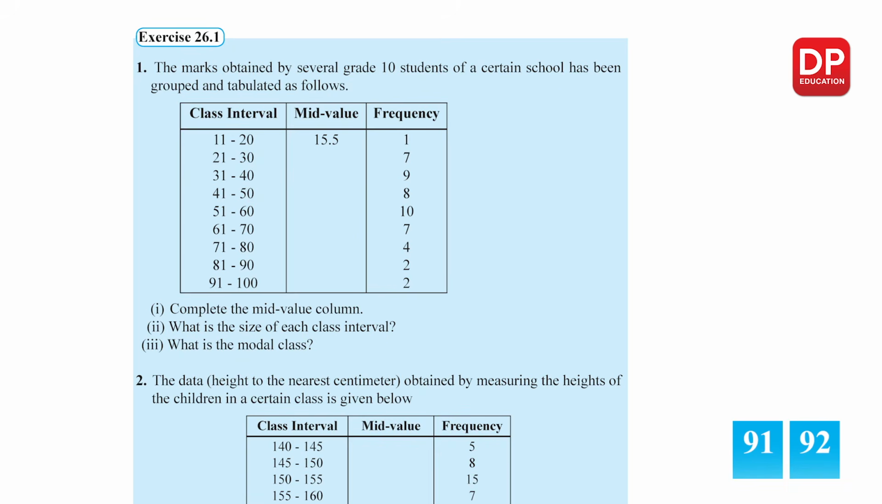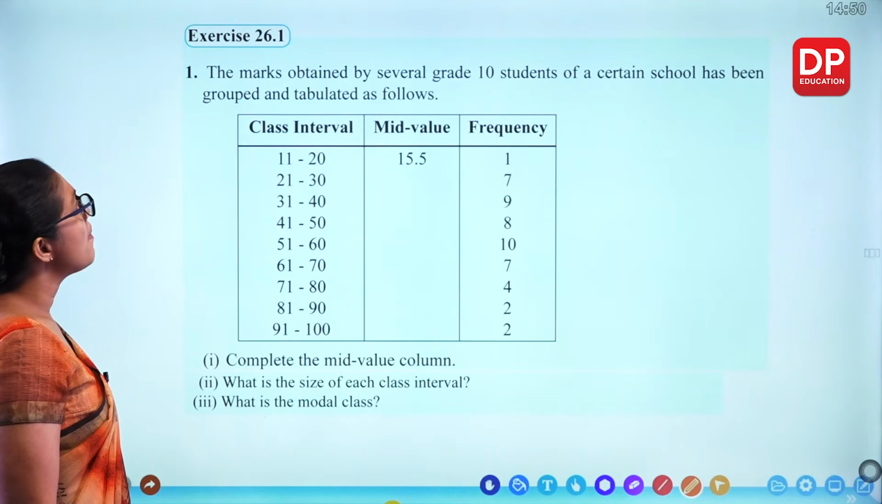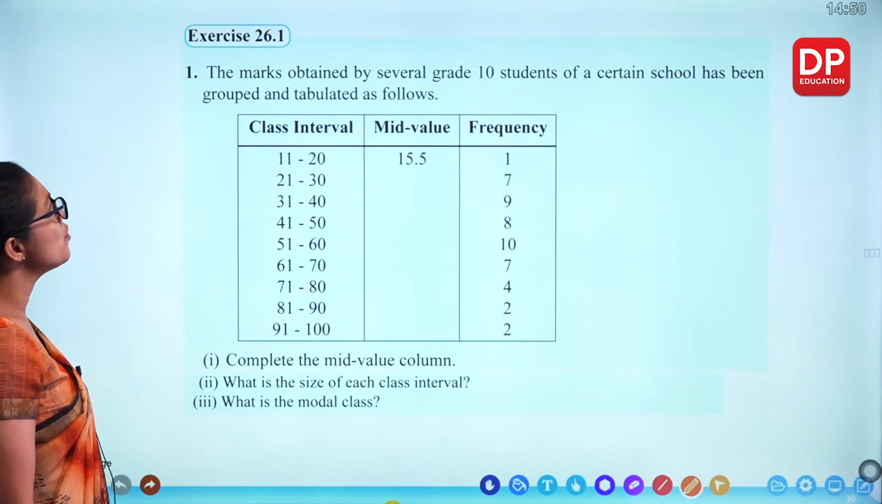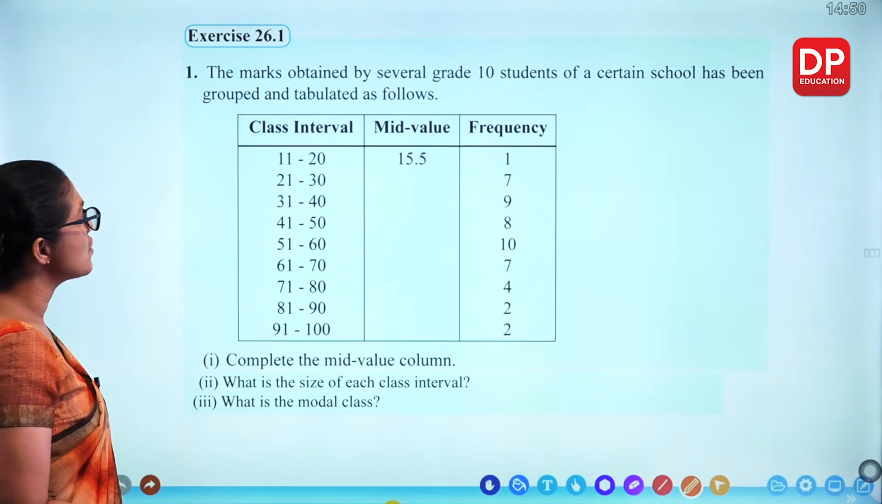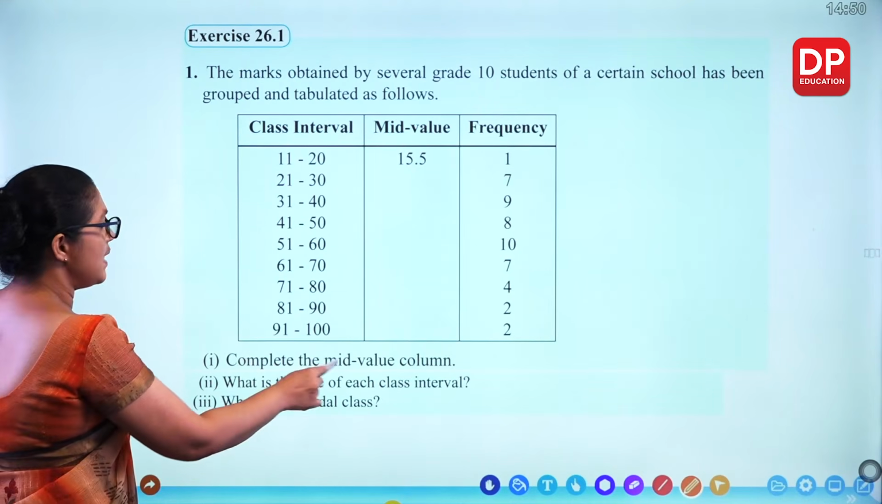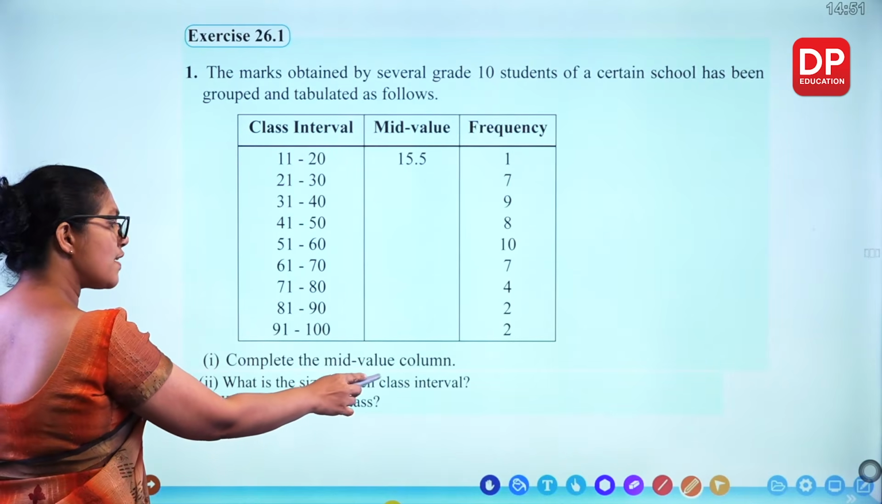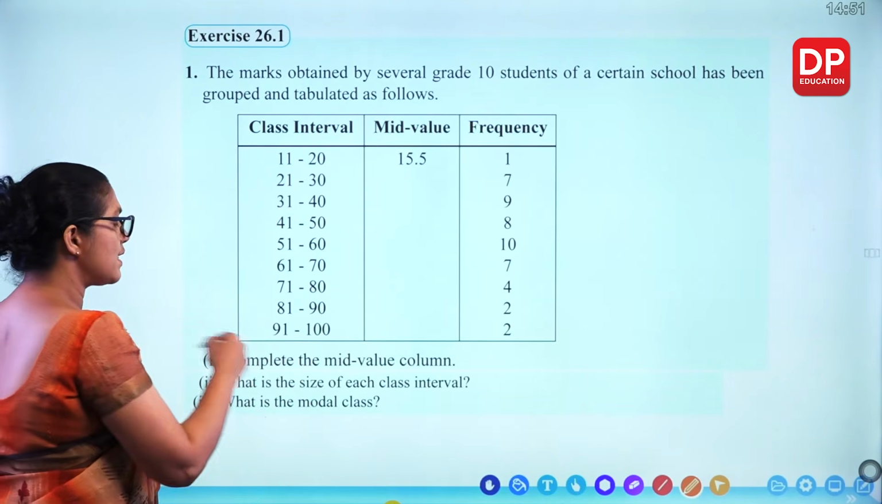Now we'll look at exercise 26.1. The marks obtained by several grade 10 students of a certain school have been grouped and tabulated as follows. Complete the mid-value column. What is the size of each class interval? What is the modal class?